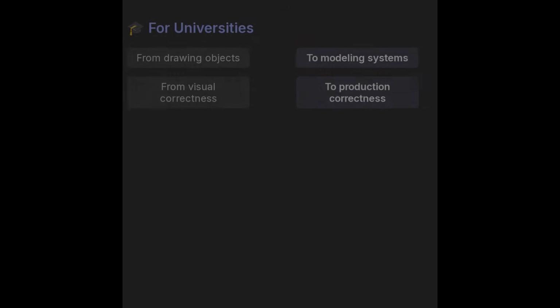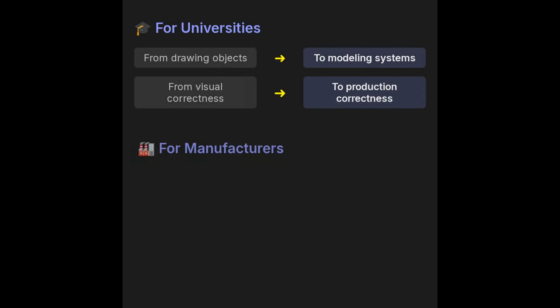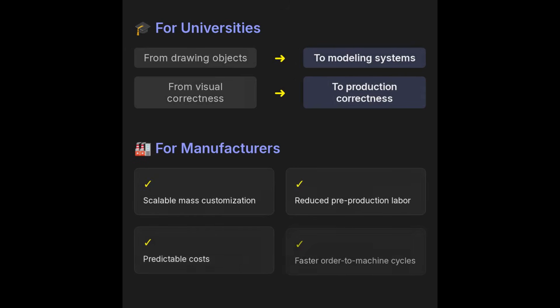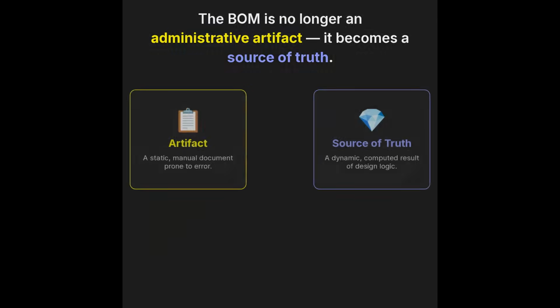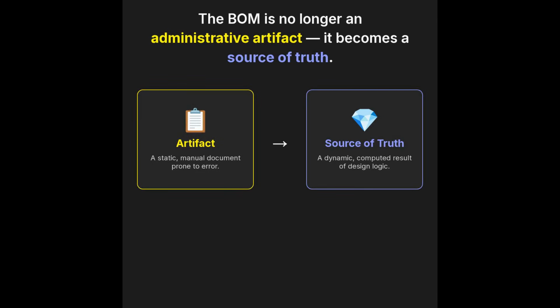Educational and industrial implications. For universities, this approach shifts education from drawing objects to modeling systems, from visual correctness to production correctness. For manufacturers, it enables scalable mass customization, reduced pre-production labor, predictable costs, faster order-to-machine cycles. In both cases, the BOM is no longer an administrative artifact. It becomes a source of truth.